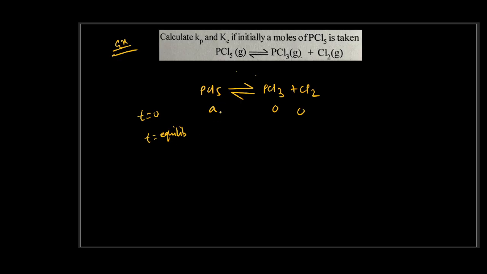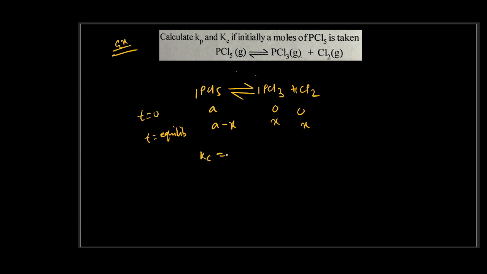suppose X moles consumed. If X moles of PCl5 are consumed, then X moles of PCl3 are formed, and X moles of Cl2 are formed. So they ask to calculate Kp and Kc.